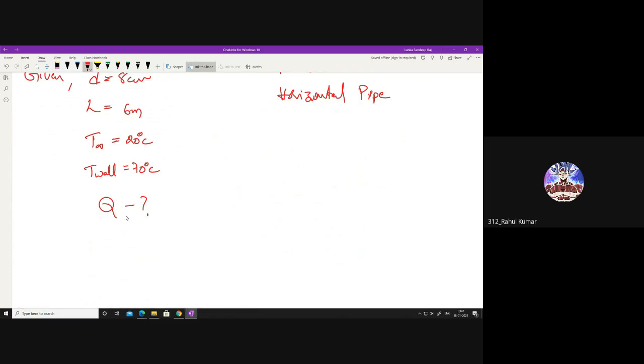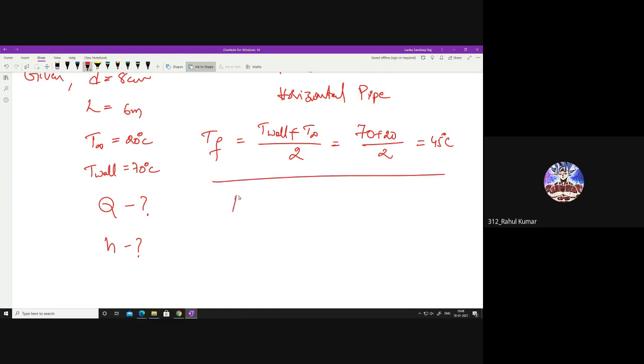How do you go about finding the Q value? You have to actually have the value of h with you. Okay. So before we go to that, we'll add this text also here. The properties are to be evaluated at T film. The T film value is (T wall plus T infinity) by 2, that is (70 plus 20) by 2, that is 90 by 2, it is 45 degrees centigrade. So properties are to be evaluated at 45 degrees centigrade.